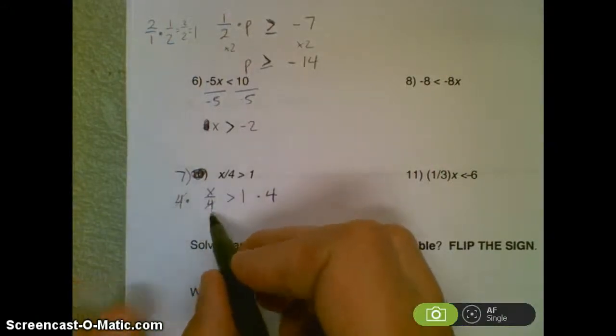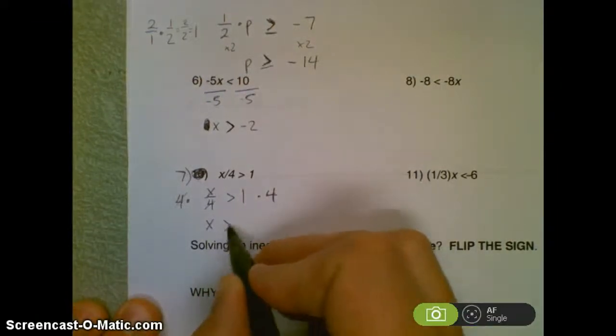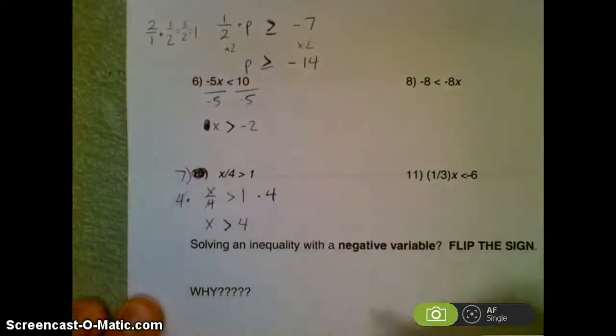4 times x over 4, I'm just left with my 1x, and 1 times 4 is 4. So x is greater than 4.